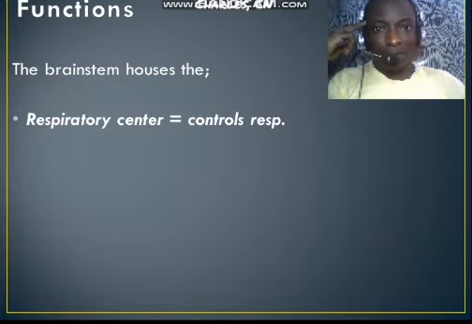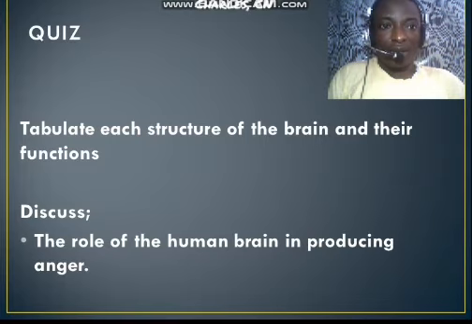Okay. Oh, we have come to the end of today's lecture. Alright, the quiz for today is very simple. Number one, tabulate each structure of the brain and their functions. Alright. Number two, discuss the role of the human brain in producing anger. Alright. These assignments should be submitted before the next class. Alright, I want to look at them and grade you accordingly.